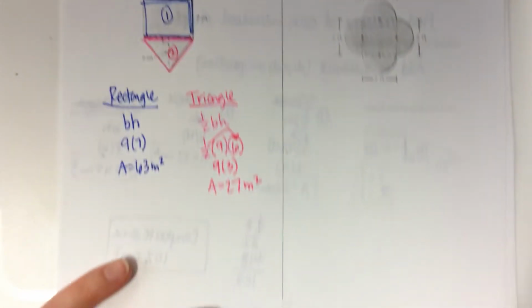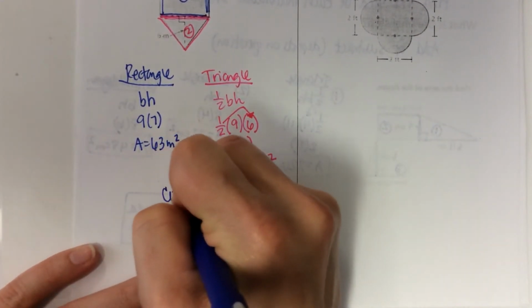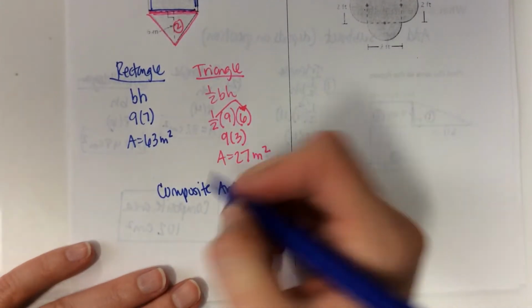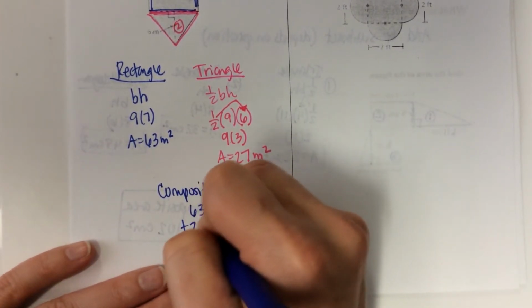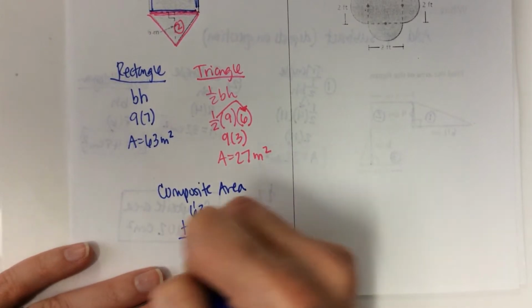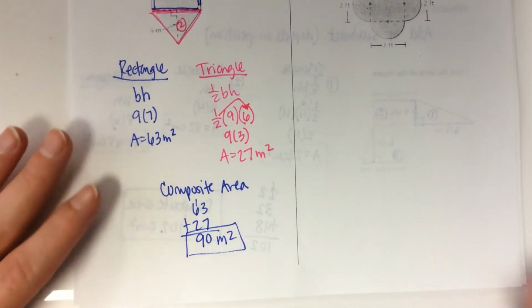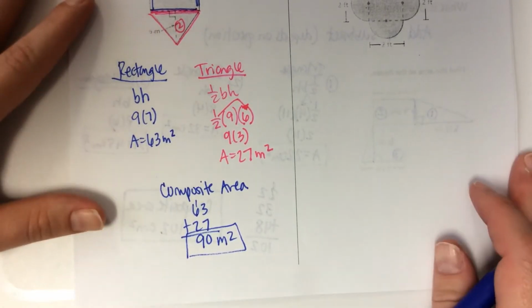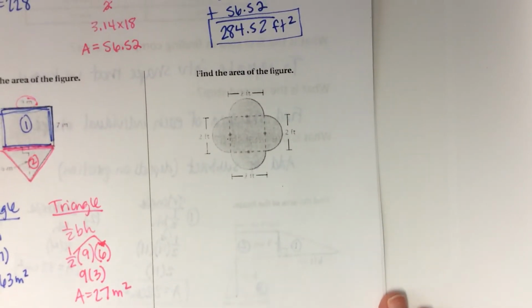So then our final composite area, or the area of all of my shapes together, would be 63 plus 27, which is 90 meters squared. How'd you do? I hope you did well. Okay? Pause again and try this one.